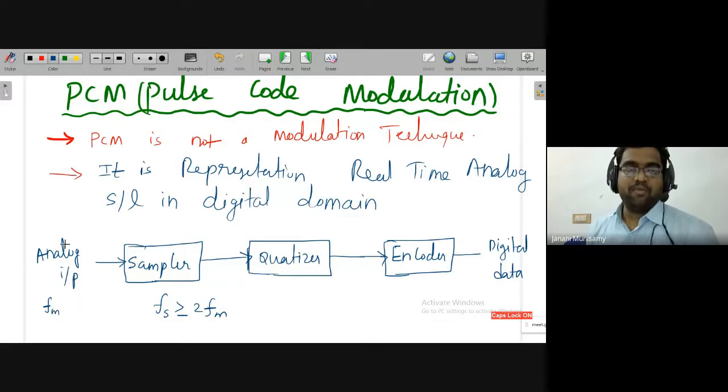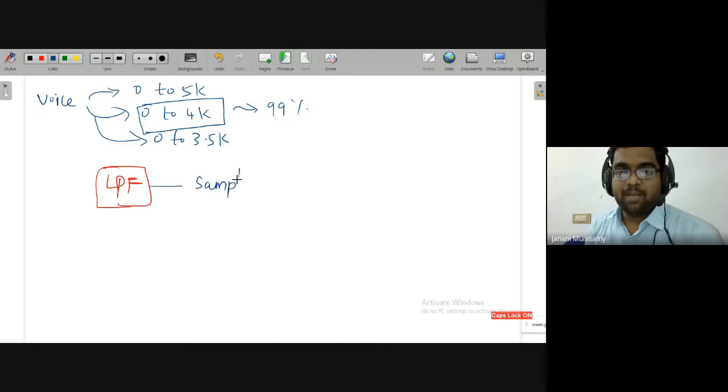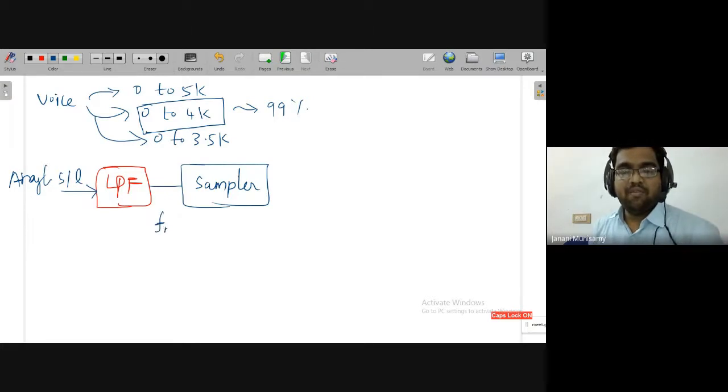To fix FM, I will be using one low pass filter. Before the sampler, there must be one device, the low pass filter. The low pass filter output only will be given to the sampler. So what is the job of this low pass filter? Some analog signal is coming, and this low pass filter will fix FM, the maximum frequency available in the signal. You have to fix it, because based on that you have to put the sampler.